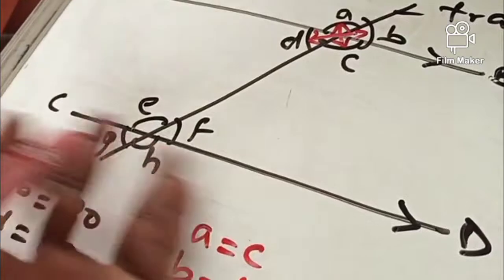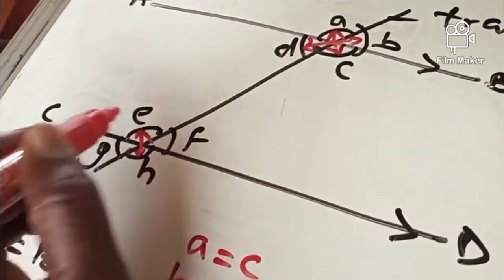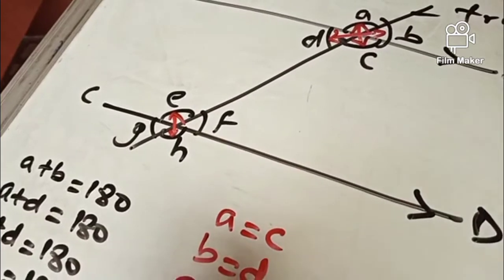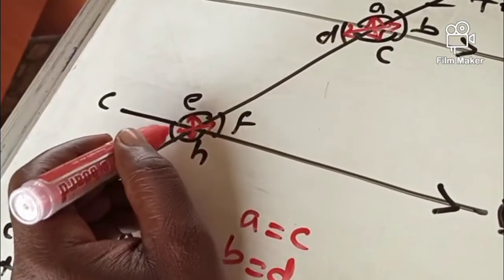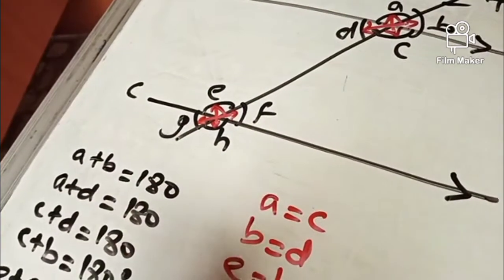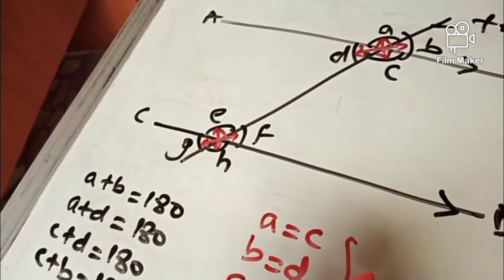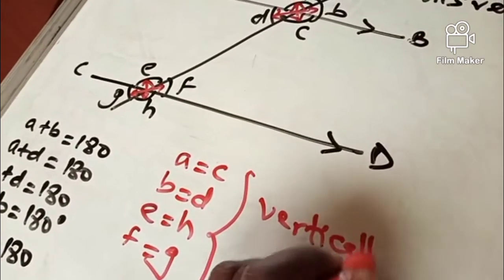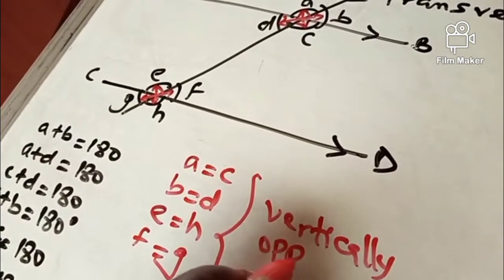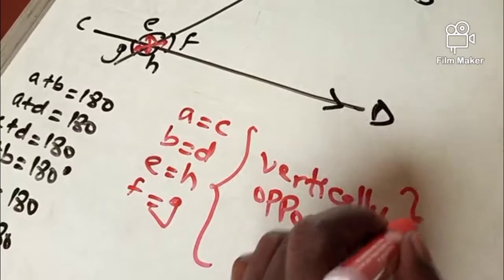Then when you come to the second line CD, E and H are facing each other. They are vertically opposite, and vertically opposite angles are equal. The same thing with F and G. F is equal to G. So the reason why these angles are equal is because they are vertically opposite.